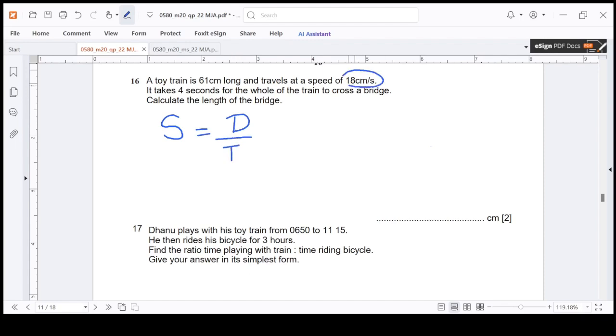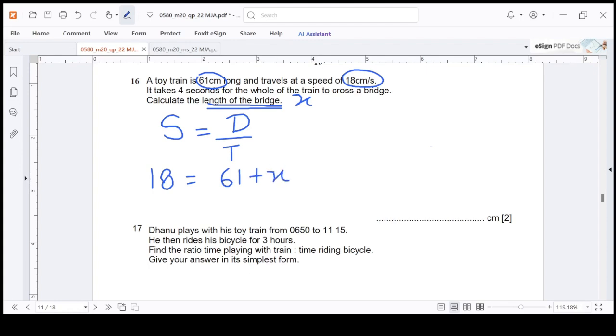Speed is given. This is speed, no doubt about that. Distance is given. It's 61 centimeters plus the length of the bridge as well. So there's one distance that is missing and the other distance is given. So the distance is going to be 61 plus x. This is how these questions work.